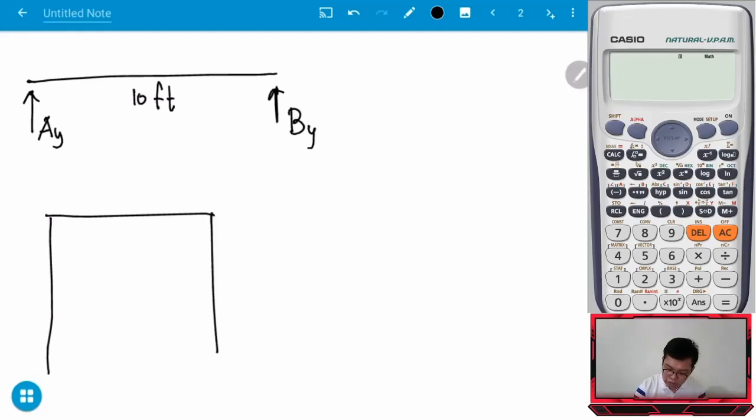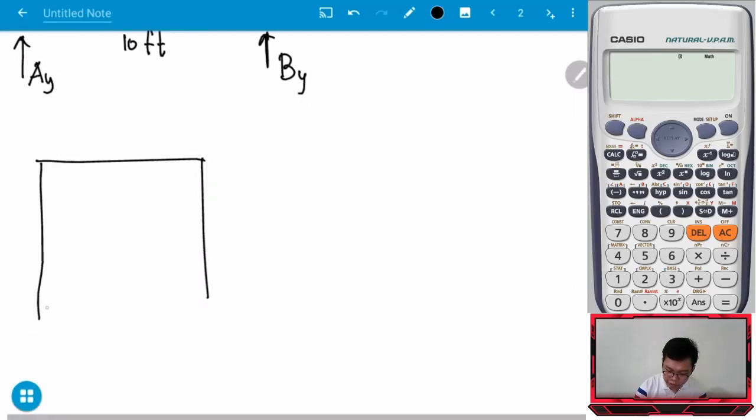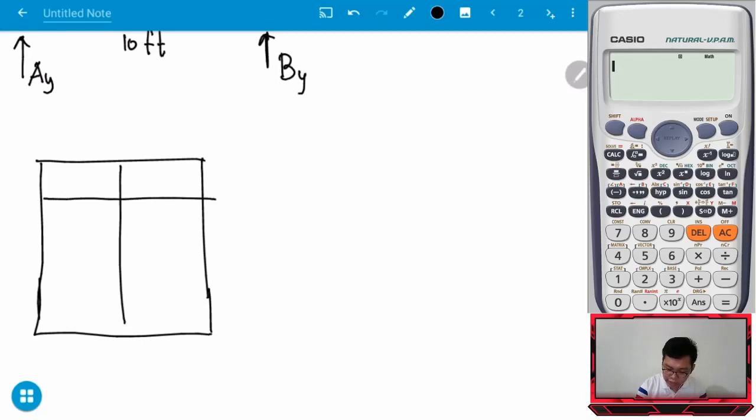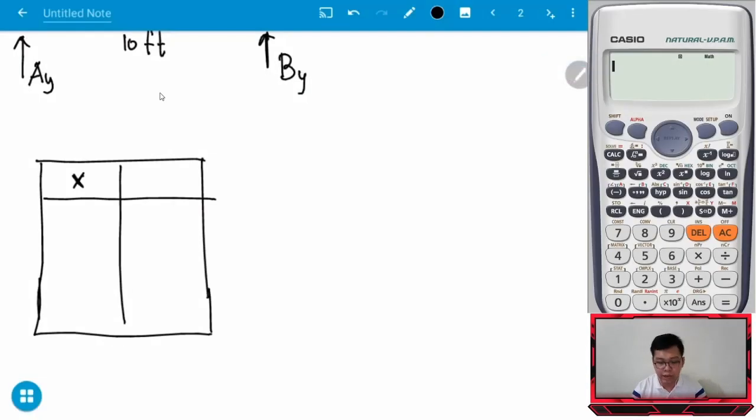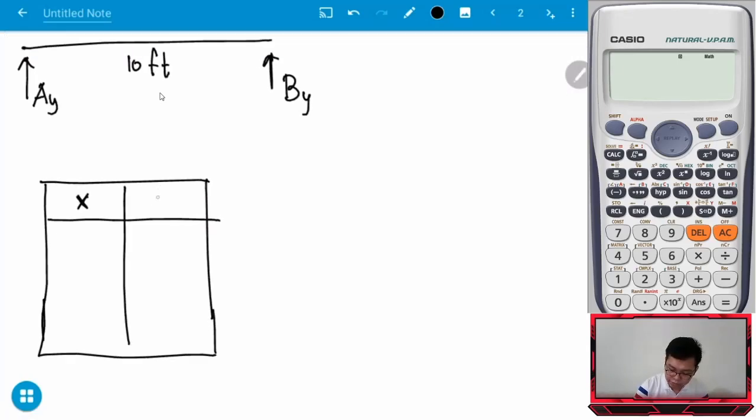So, this is my table. This is the kind of table I'll make. This is the x-axis, and the other one is the y-axis. Since I'm solving for the vertical reaction at A, I'll just call it AY. As said in the description earlier, we will place the unit load, meaning the load is 1.0, at specific points on the beam.